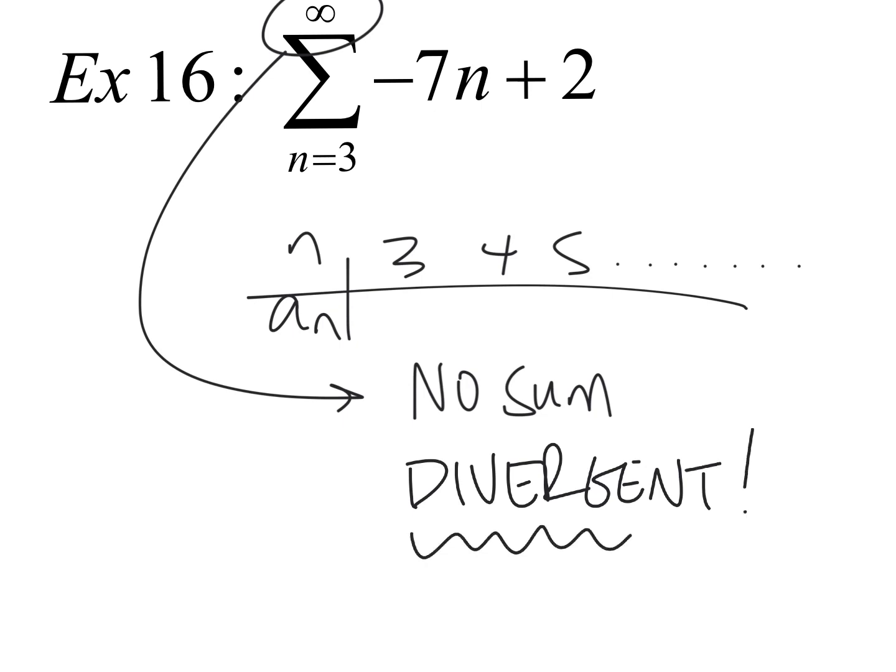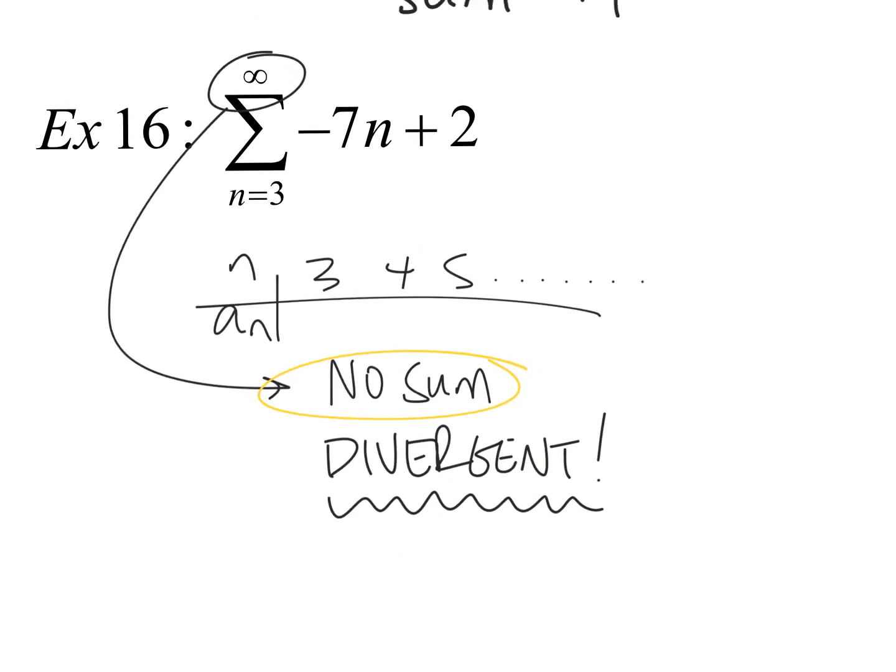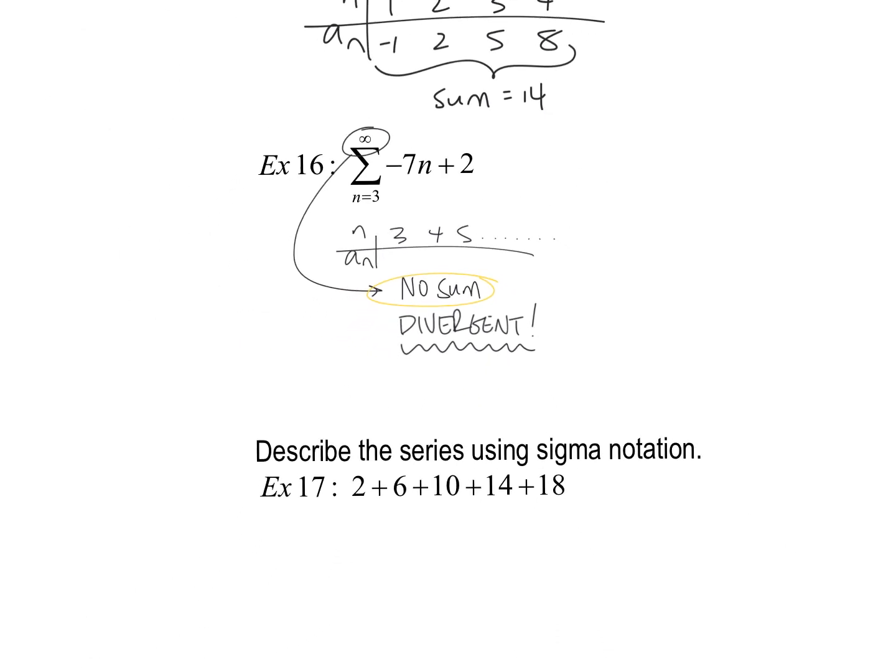That's why in the directions it said find the sum if it exists, okay? Because right here, we don't have a sum because it goes to infinity, it goes forever. We're not going to do our t-chart and do all of that stuff because this is divergent. All right, one more part, you guys.